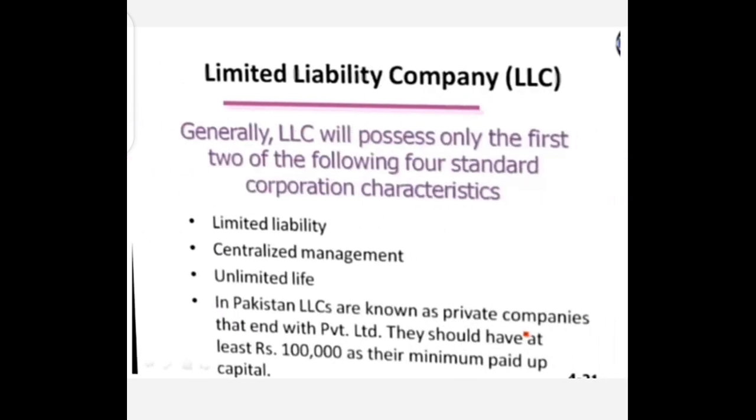Then we have the limited liability company. Generally, a limited liability company will possess only the first two of the following four standard corporation characteristics: limited liability, centralized management, unlimited life. In Pakistan, limited liability corporations are known as private companies that end with PVT, private limited, or limited. They should have at least 1 million as their minimum paid up capital.